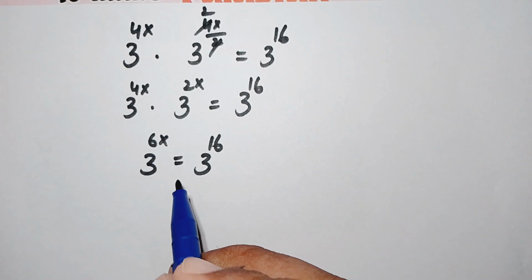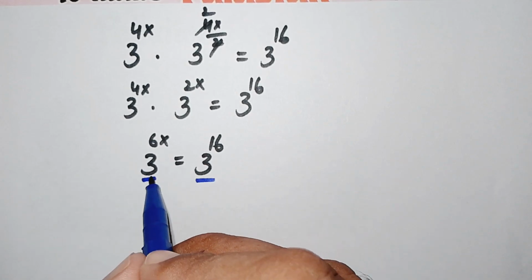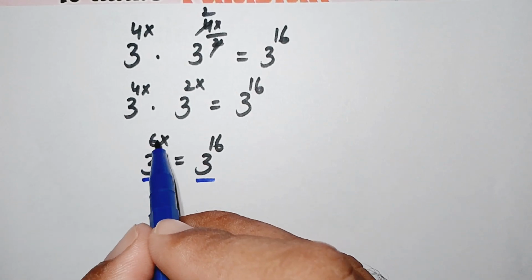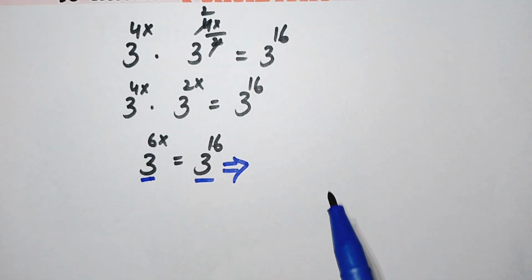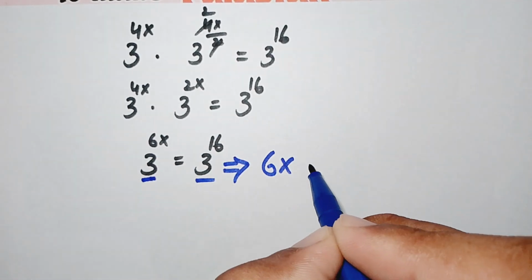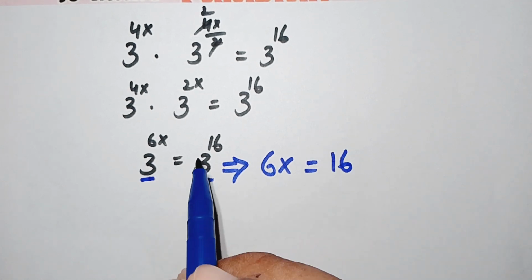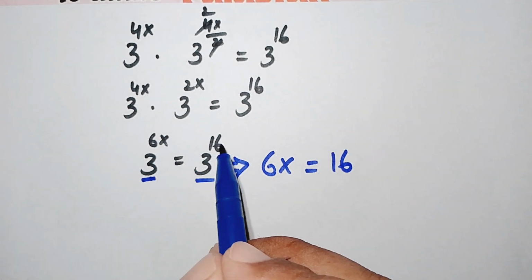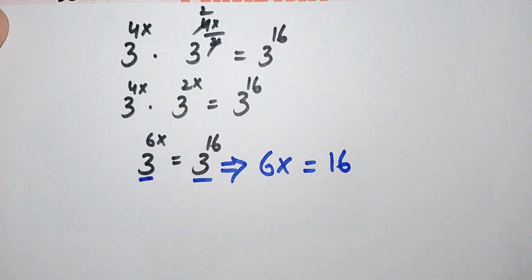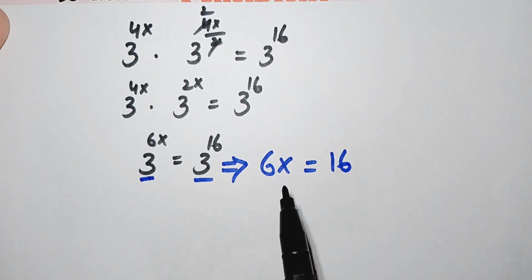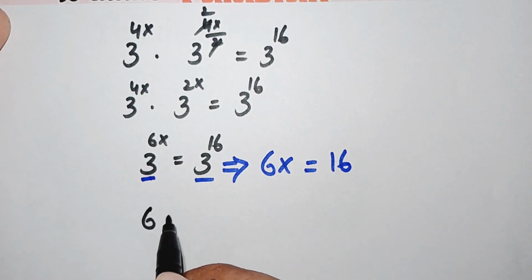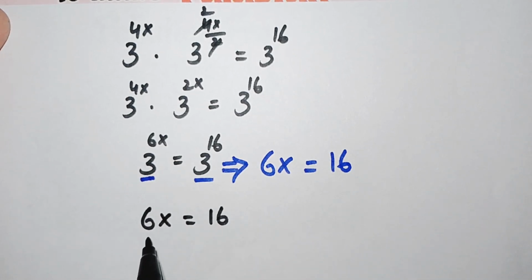Now look, the bases are the same, this base and this base are the same, so this exponent is equal to this one. So 6x is equal to 16, because the bases are the same. Now to find the value of x, we have to divide both sides by 6. 6x is equal to 16. This side divided by 6, and also this side divided by 6. This 6 cancels with this 6, and x is left.